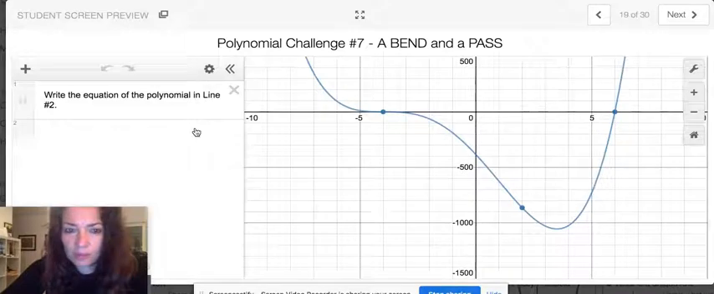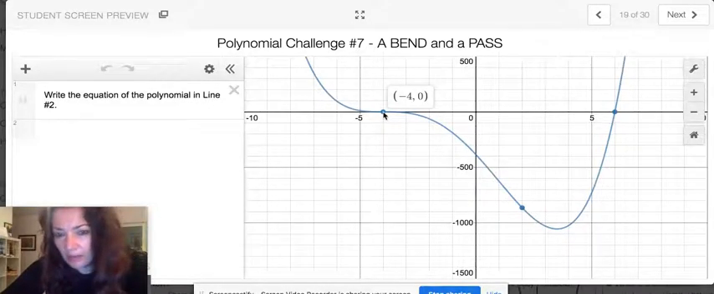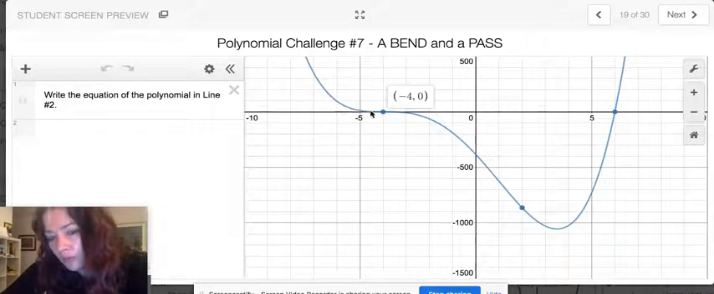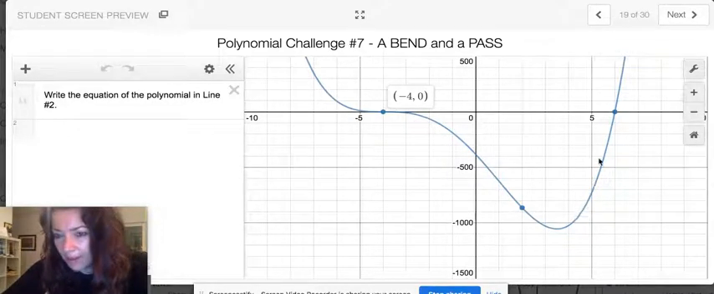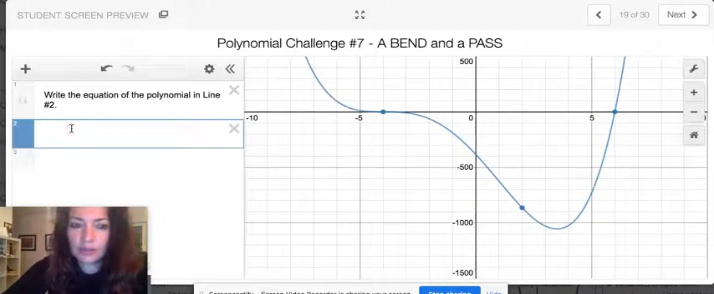Write the equation of the polynomial in line number 2. All right, so if you can see at -4, 0, the graph is coming down. It goes through -4, but it doesn't pass through. It bends over. It curves like a snake-like shape. Whenever that happens, we call it a bend, and that is a cubic or a degree 3 factor. And then it will come right back up through the point 6, 0. So let's try to write that equation.